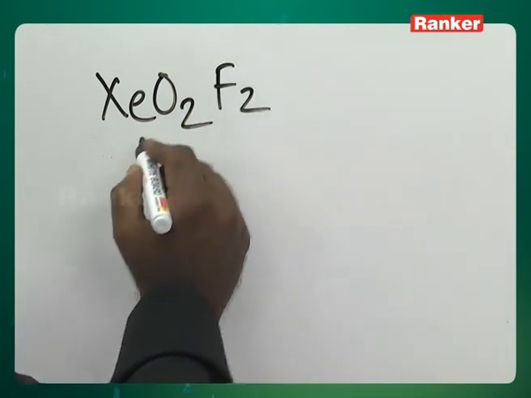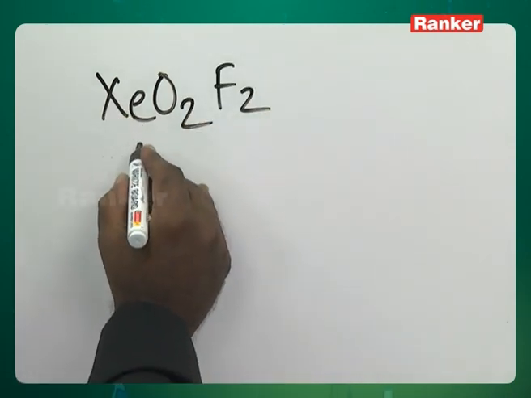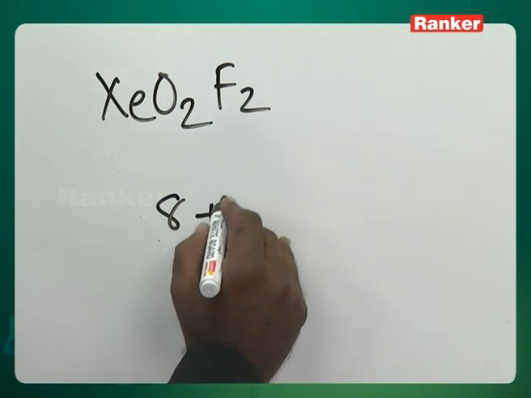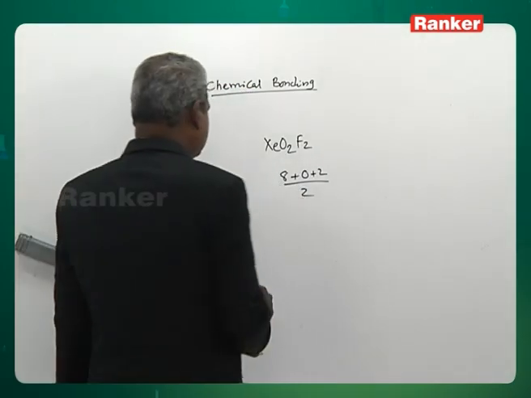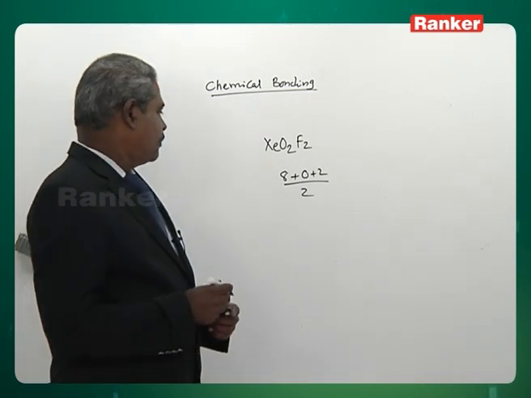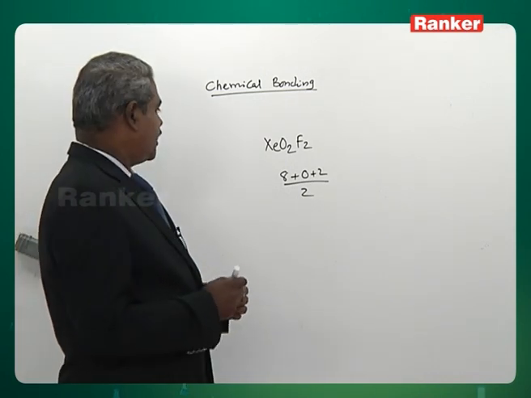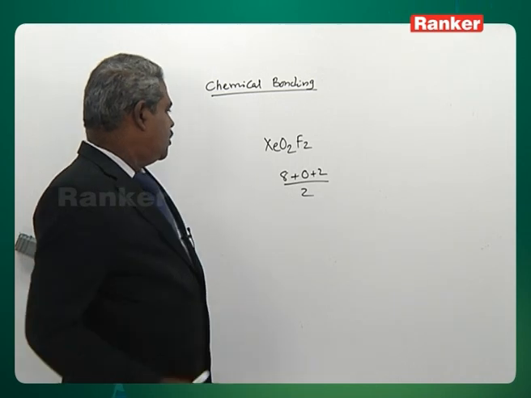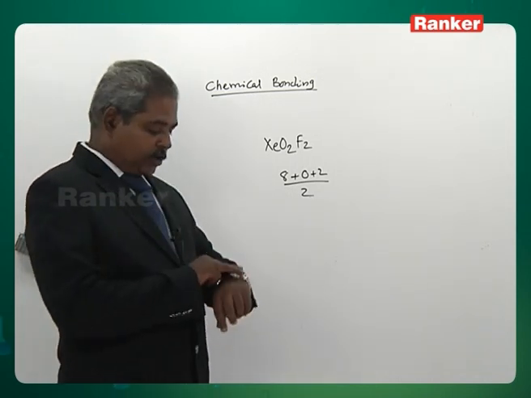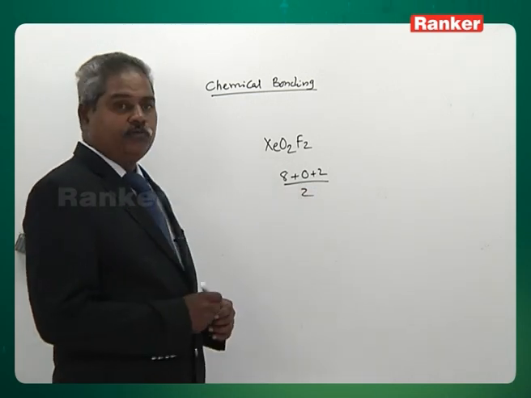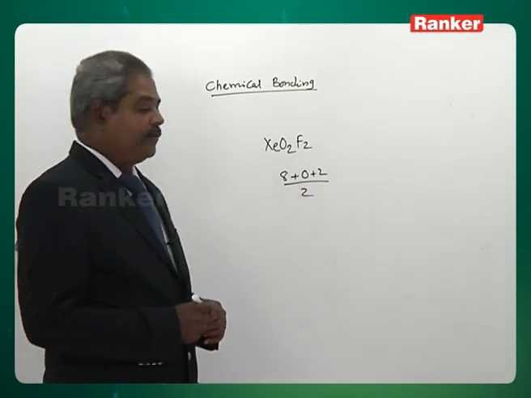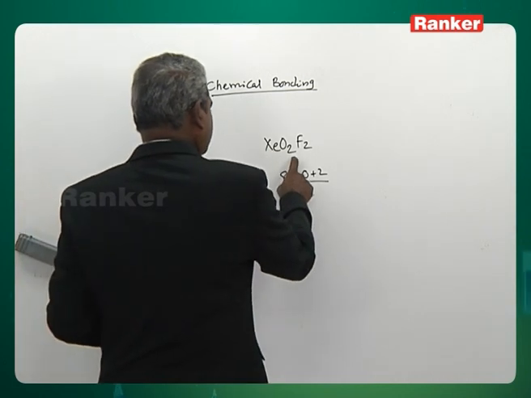XeO2F2. What is this, (8 plus 0 plus 2) by 2? Xenon has 8 valence electrons. Oxygens are not considered. So, (8 plus 0 plus 2) by 2, 10 by 2, which happens to be 5, sp3d.